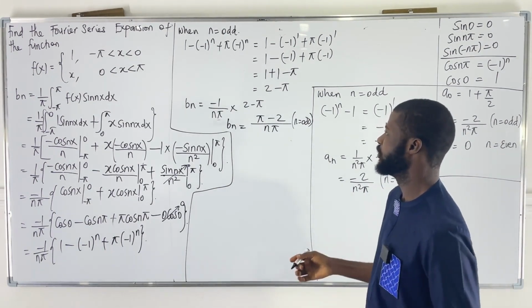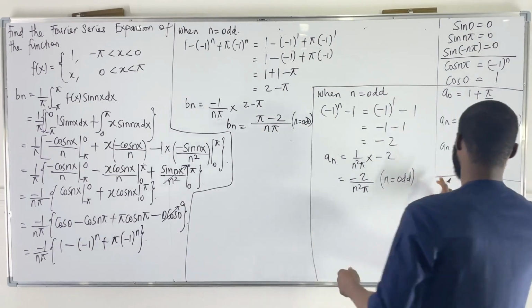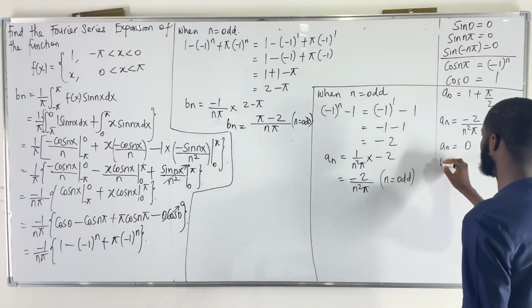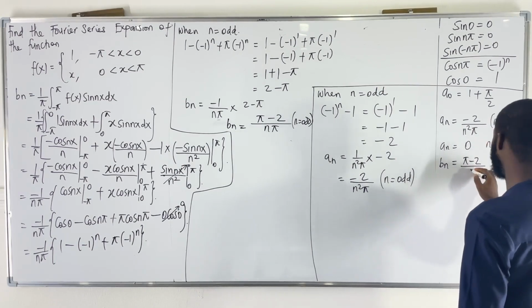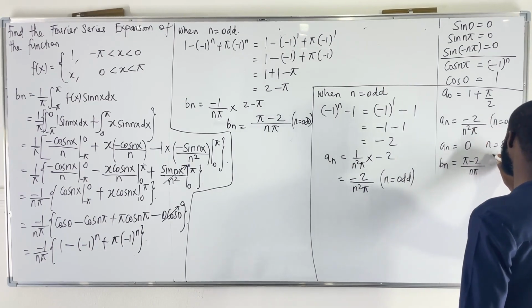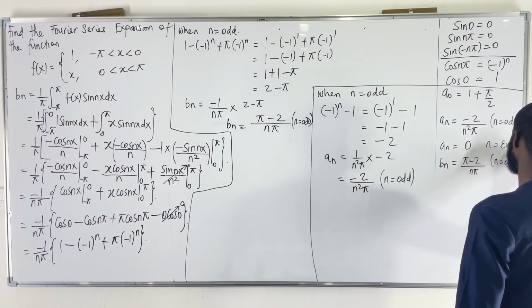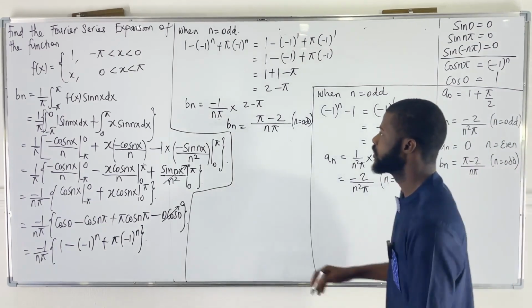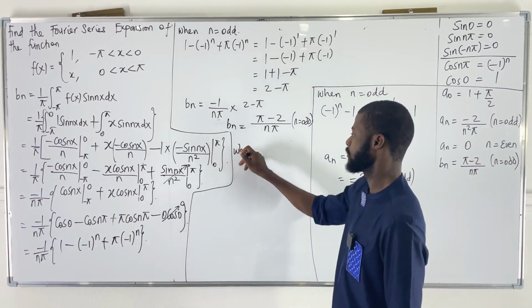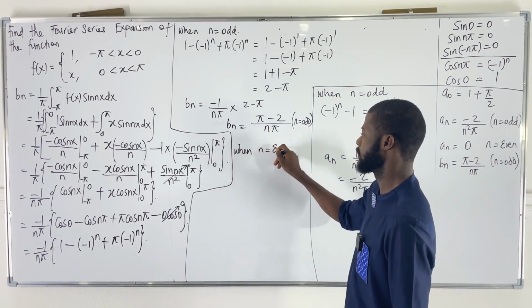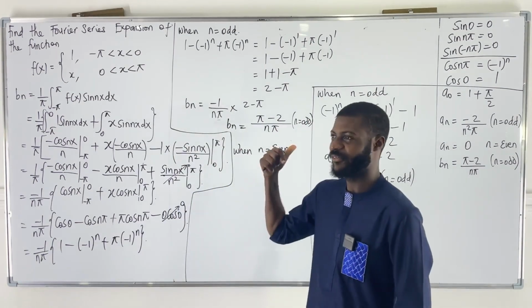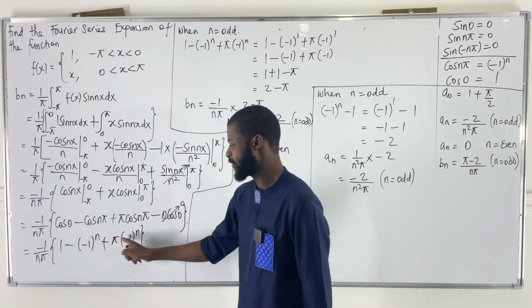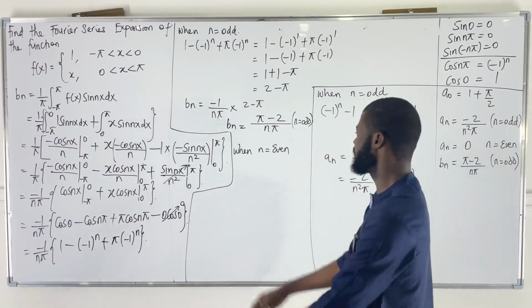Now the next thing I want to do, let me write it here. So b sub n is pi minus 2 divided by n pi when n is odd. The next one is when n is even. Believe me, this whole expression is too bulky for you to put into the Fourier series expansion formula. So we're trying to reduce it.